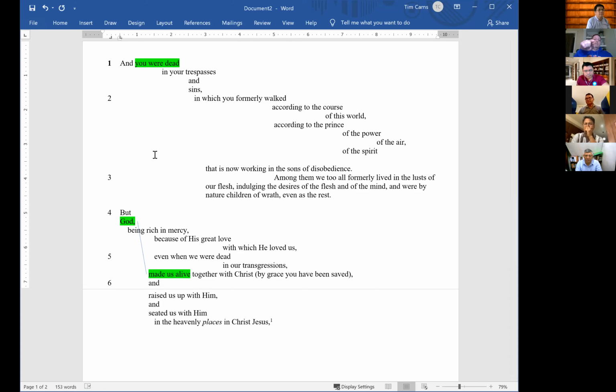If you're preaching this text, that should be the main point, because those are the two main clauses here. You were dead, but God made us alive. And technically raised us up. These are all parallel, and seated us with him. Those three things together. Okay, and then all these other phrases and clauses, those are modifiers. And we need to explain them, but we need to explain them and how they fit in with the main idea.